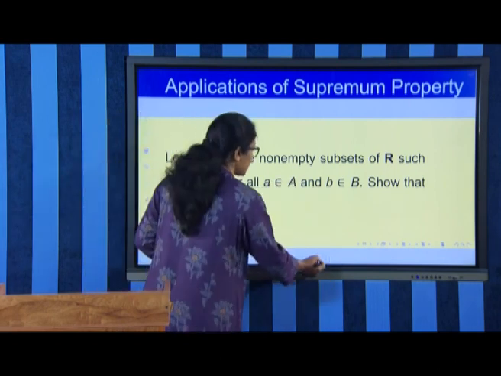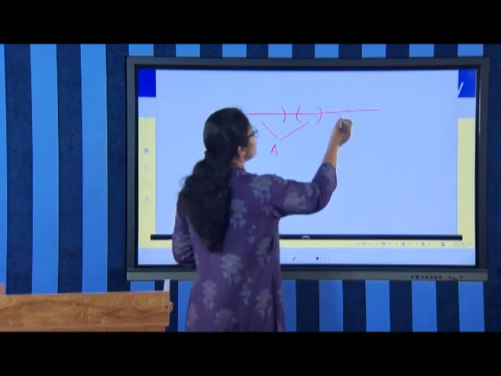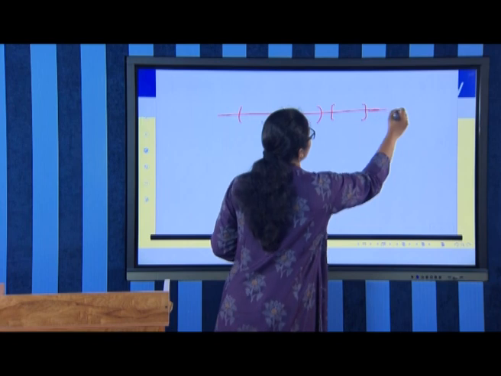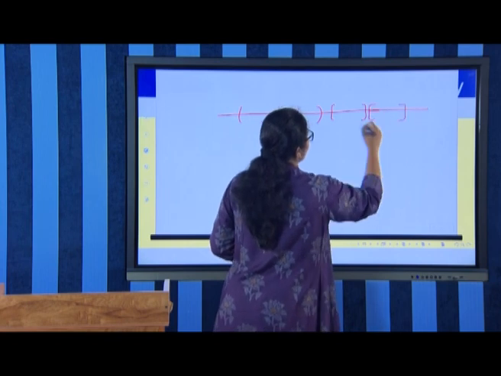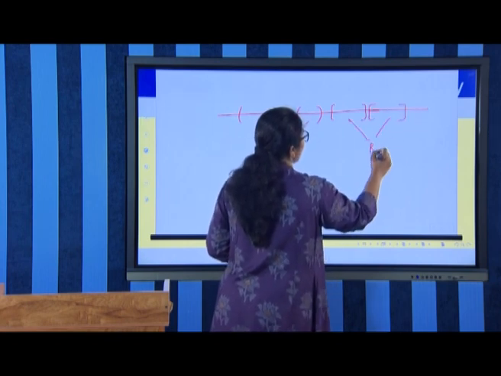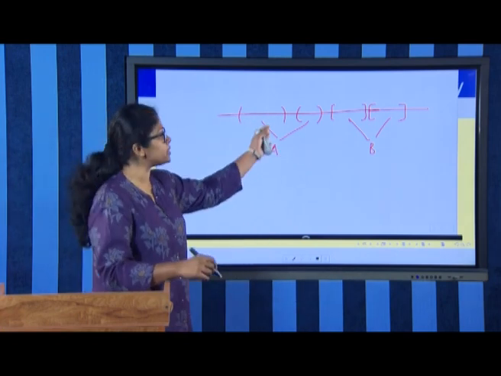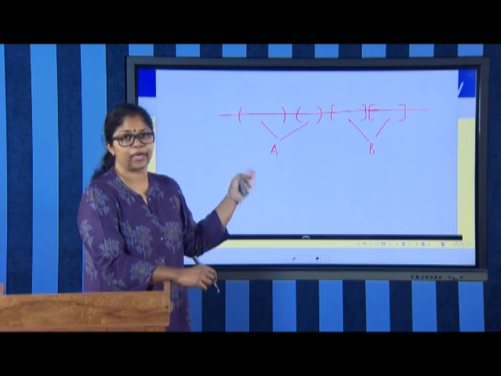So where should we draw that B? We have to draw B on the right side of A. So B is somewhere here, this is your B. So definitely all the elements of B are towards the right side of all the elements of A.